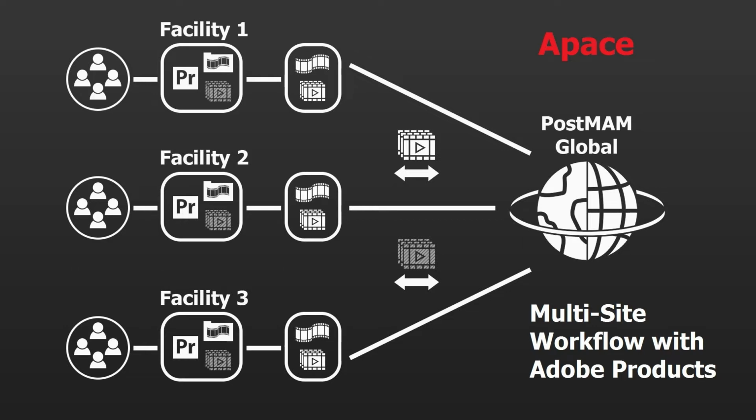Editors use an Adobe product like Premiere along with Apace Postmap panel extension to access their media on the Apace storage. They can select whether they want proxies or raw media. Editors who do not have multi-site feature of Postmap will not be able to access other Postmap servers.